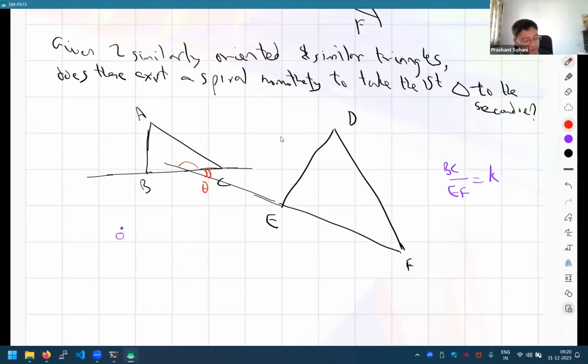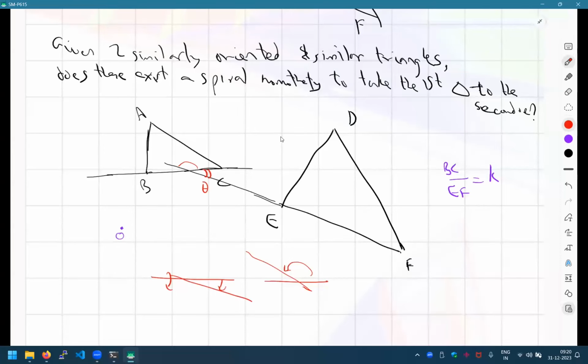Because if you think about it, this line BC can be rotated into line EF in two different ways, right? I can either rotate it clockwise by some small angle to make it like this, or I could rotate it anti-clockwise to make it like this. So which of the two should be considered? The first one, because it is in the same orientation. Aha, correct.